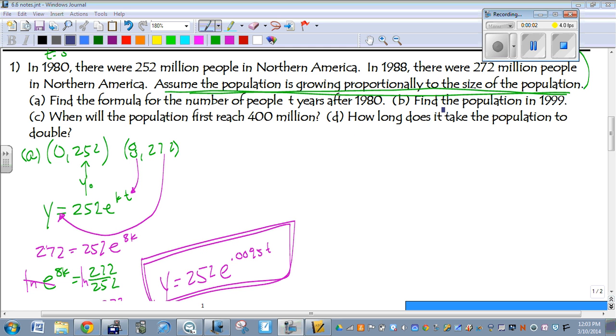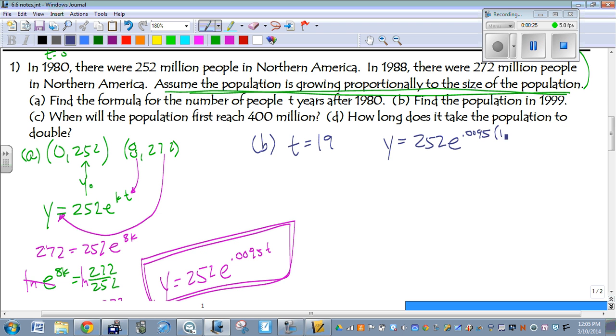Part B asks us to find the population in 1999. So for that, we're dealing with a t-value of 19 because it's 19 years after 1980. So all we need to do here is take 19 and substitute in this formula for t. We get y equals 252 times e to the 0.0095 times 19.